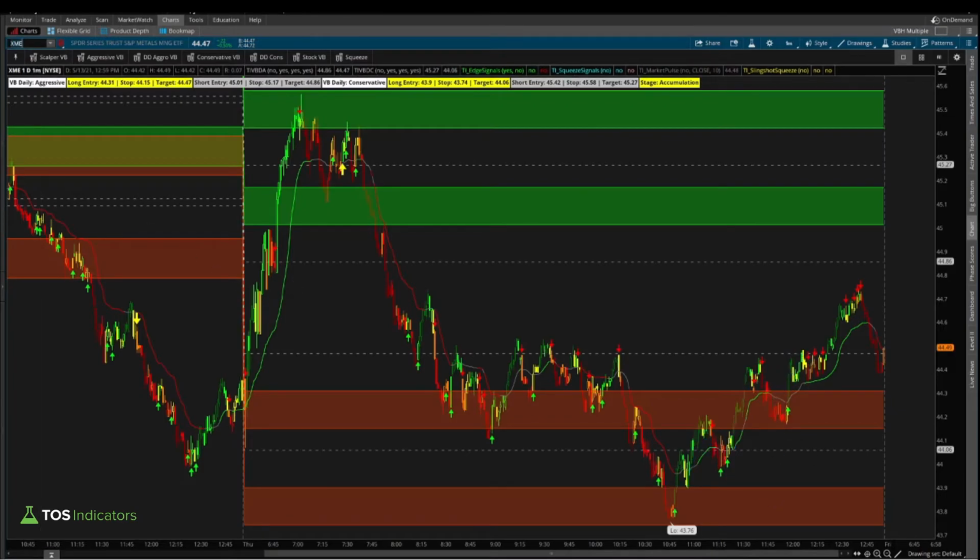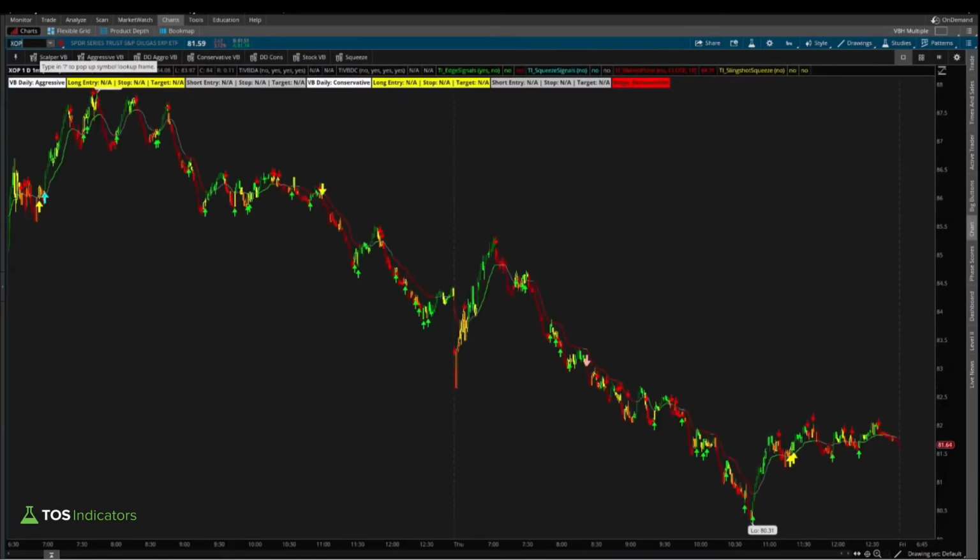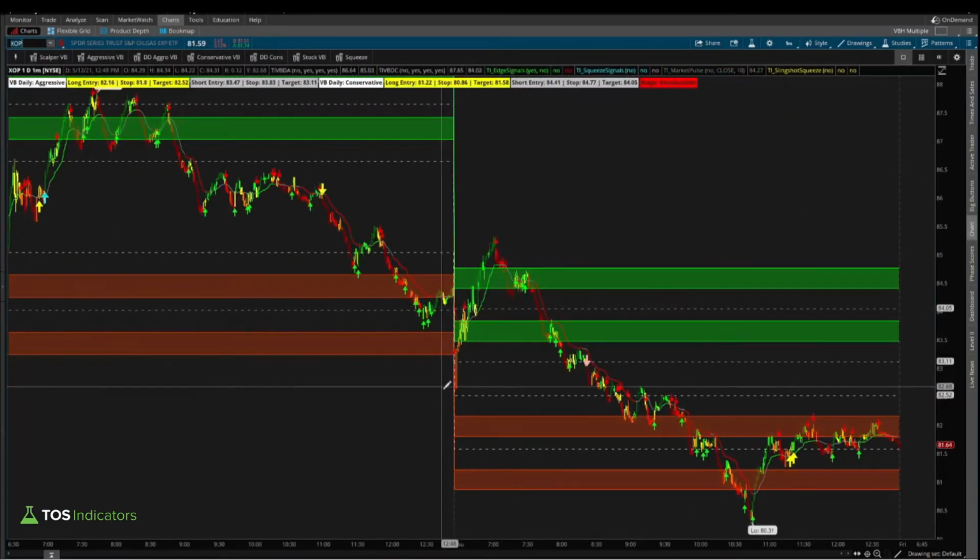And then finally, let's move on to XOP, and that's the final ticker that we have. This should look similar to XME as well in that we went outside of our aggressive, and in this case, conservative clouds as well. Let's break down all of the trades in XOP.